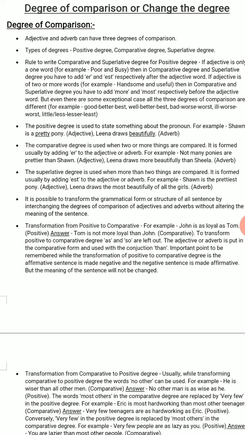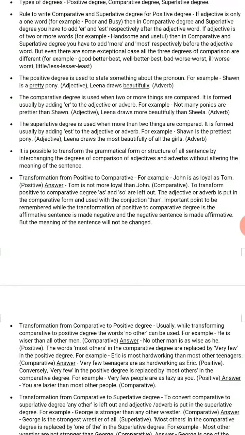Fourth point, the superlative degree is used when more than two things are compared. It is formed usually by adding -est to the adjective or adverb. Fifth point, it is possible to transform the grammatical structure of a sentence by interchanging the degree of comparison of adjectives and adverbs without altering the meaning of the sentence. Sixth point, in the transformation from positive degree to comparative degree, "as" and "so" are left out.